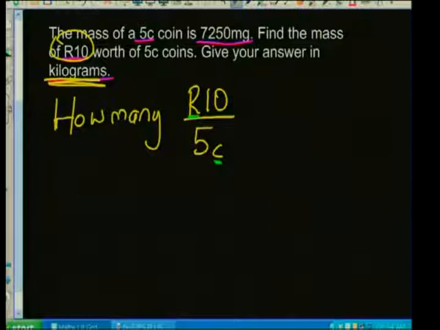So let's convert our 10 rand into cents. So we've got 10 rand and we times by 100. Why? There are 100 cents in a rand. So we times that by 100 and then we're going to divide, and we no longer have rands, sorry. That is now 1,000 cents, and we're going to divide it by 5 cents. Now let's use our calculator.